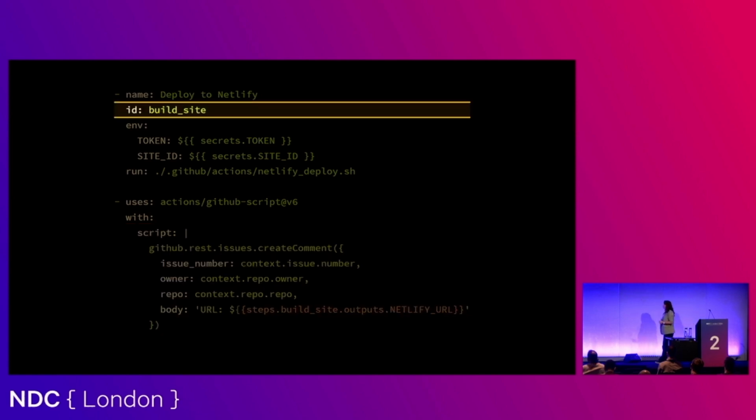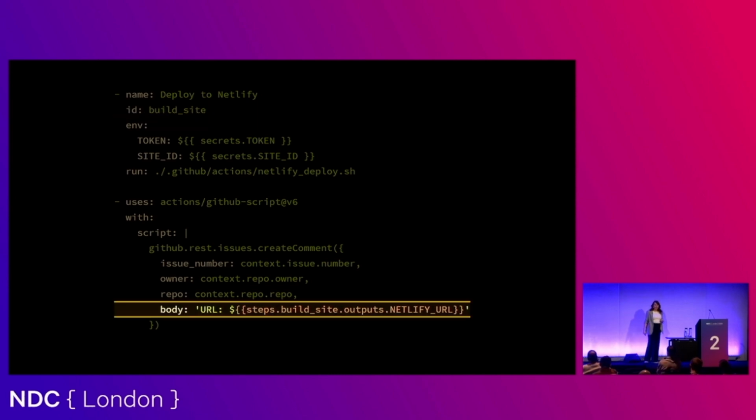To do this, we want to make sure that we're, again, referring to the build site, the ID for the build site step. We can then pass in that information. So we refer to steps, build site, outputs, which is the output we saved, and then get the Netlify URL from there. We can set that to the body of the pull request comment.